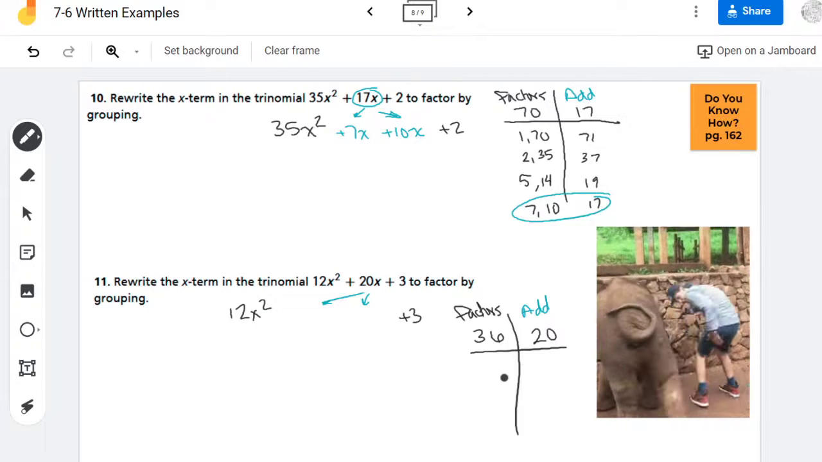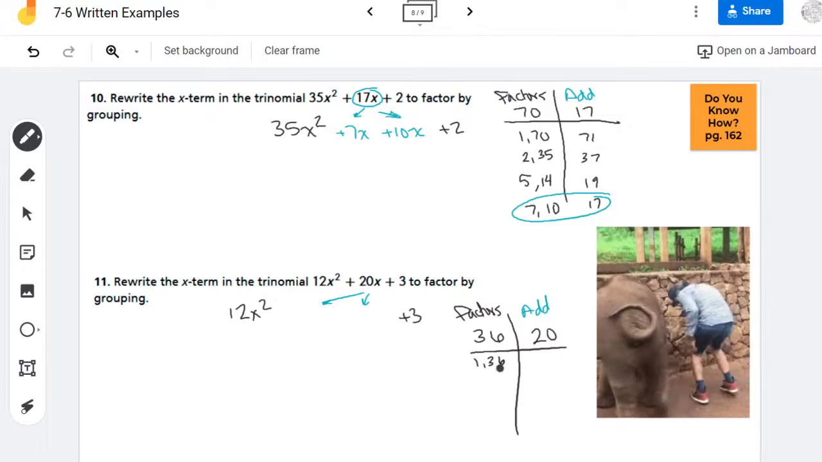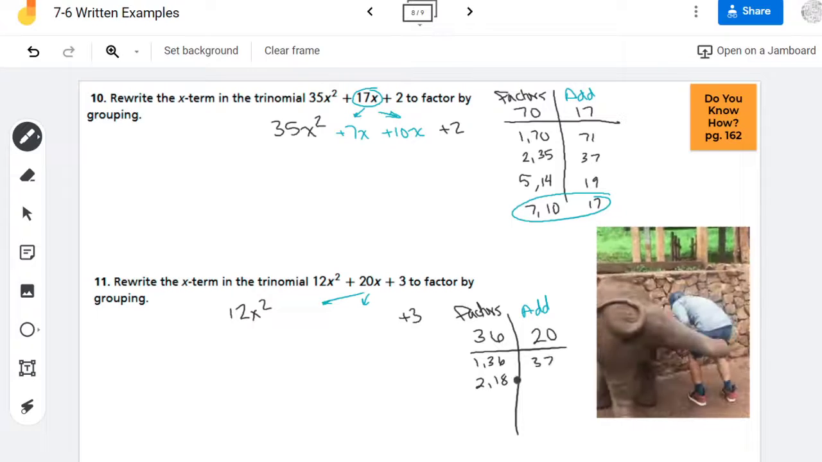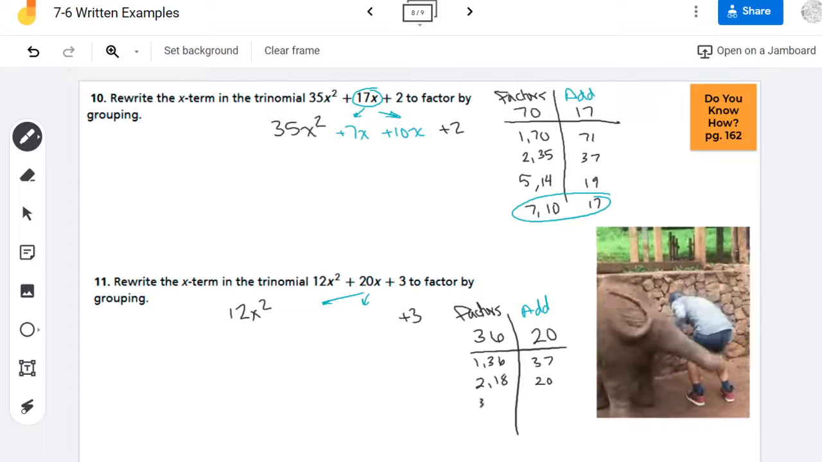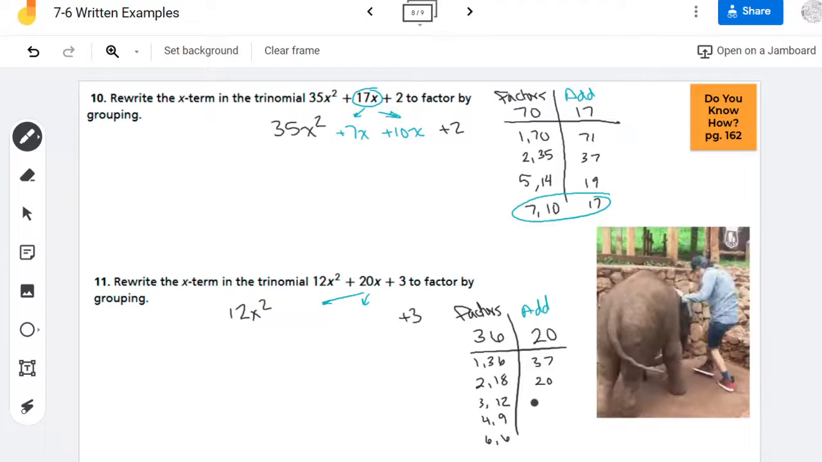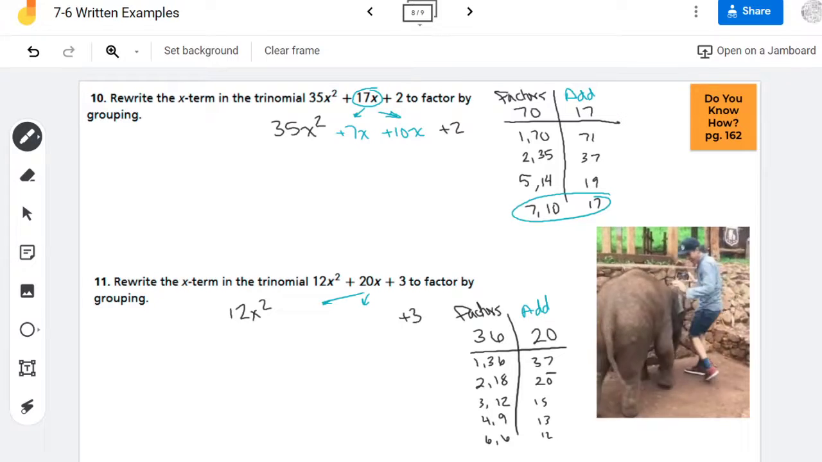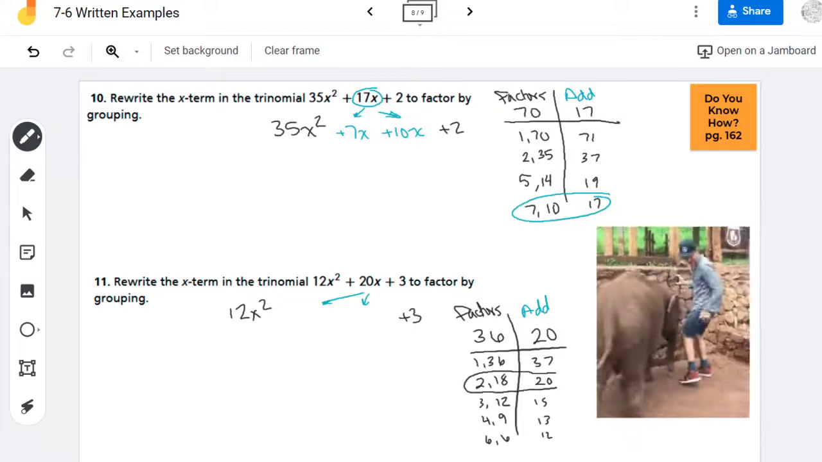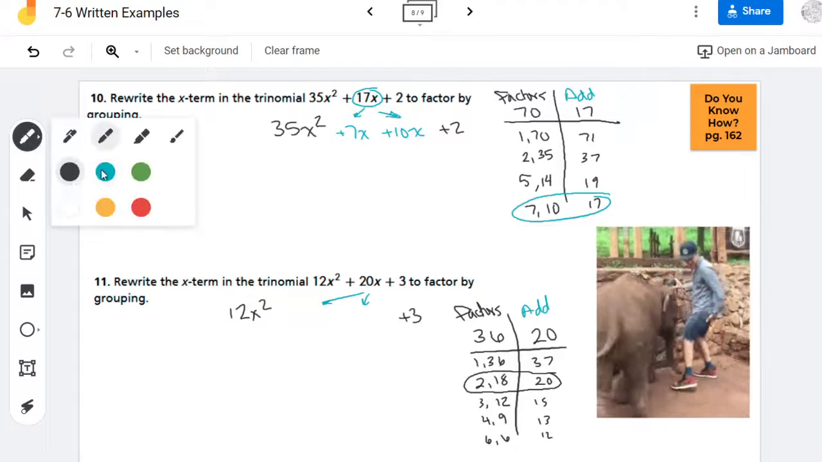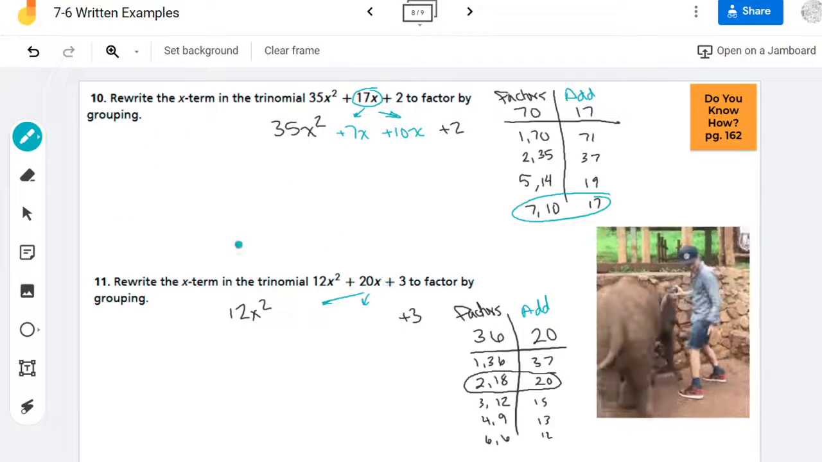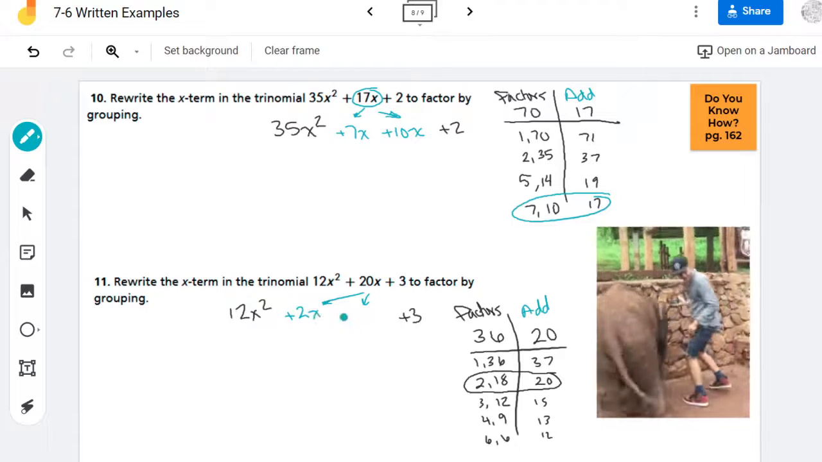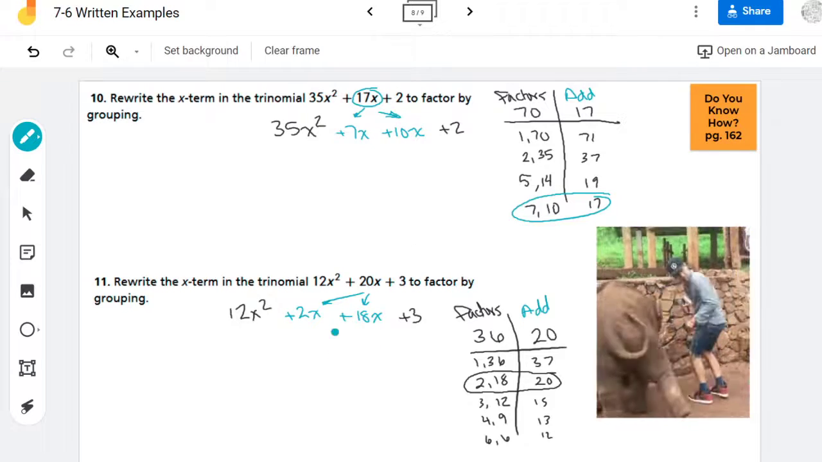Whew, okay, I have 1 and 36, 2 and 18. Now I could stop right there because that's 20. But just for funsies, let's keep going. 3 and 12, 4 and 9, not 5, 6 and 6. It's good practice to keep generating those lists just to get you thinking about it. So that's the set of terms that I'm going to use to rewrite 20x. I'm going to write it as plus 2x plus 18x.